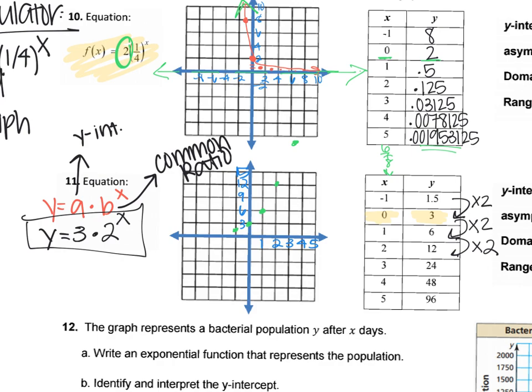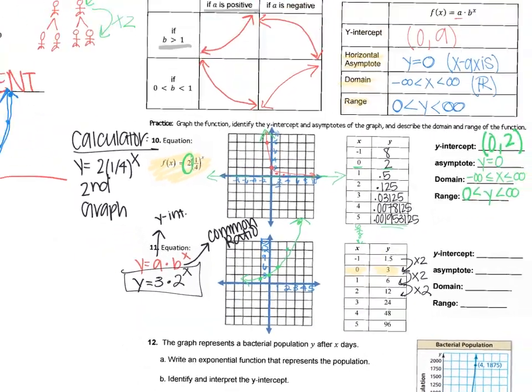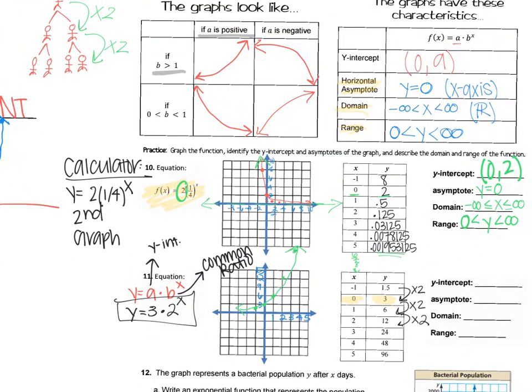So as you can see, it's doing this. And if we were to check our equation with what it's supposed to look like, well, A is positive and B is greater than 1. So it should be looking like this. And that's what ours looks like.